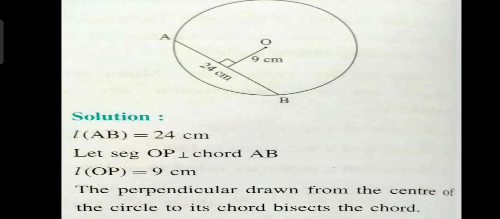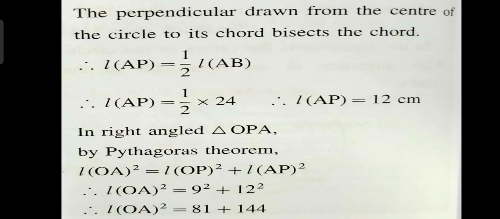Again we need to write the property. The perpendicular drawn from the center of the circle to its chord bisects the chord. Bisect means dividing into two equal parts. So length AP is equal to half length AB. Length AP is equal to half into what is the value of AB? Very good, it is 24. So length AP is equal to 12 centimeter.